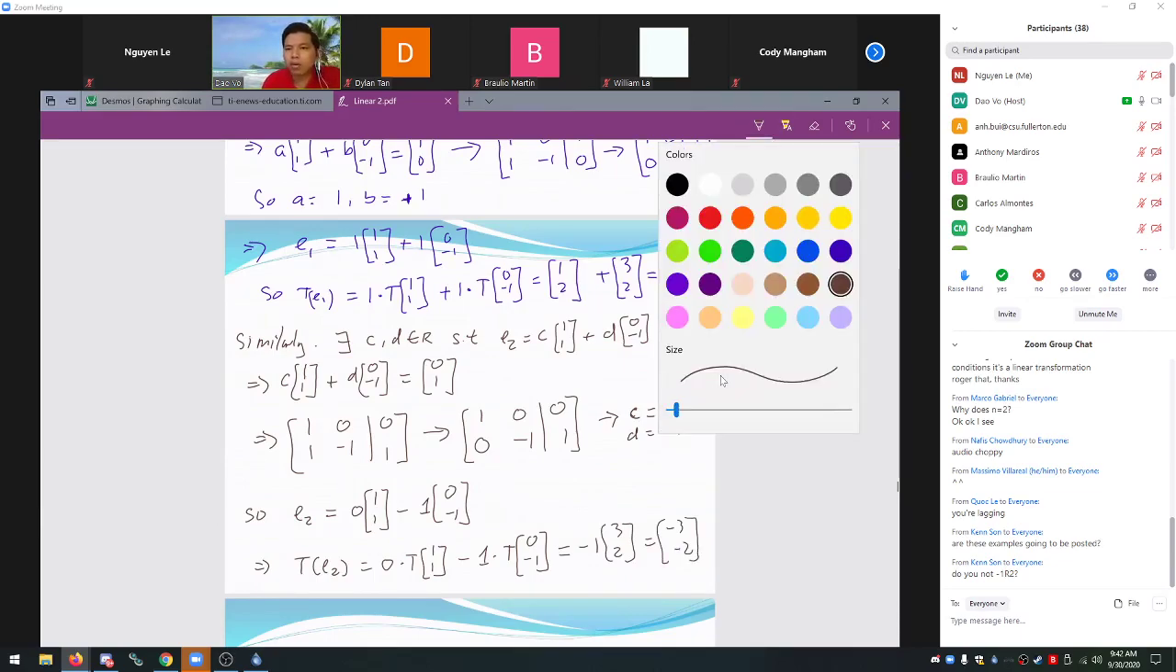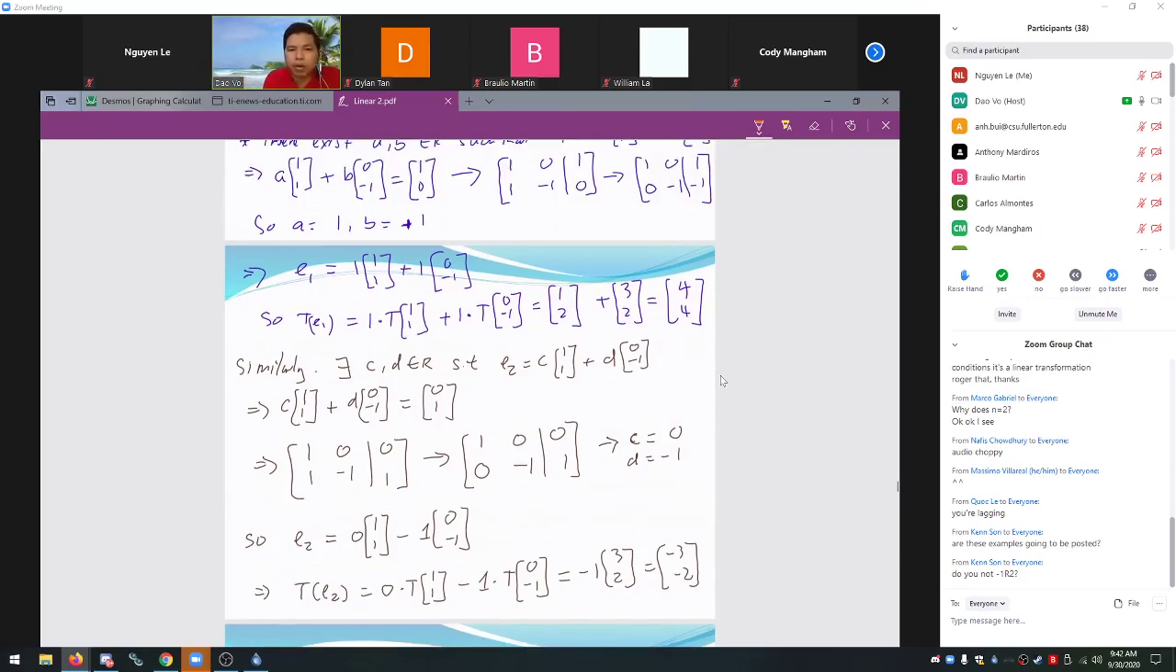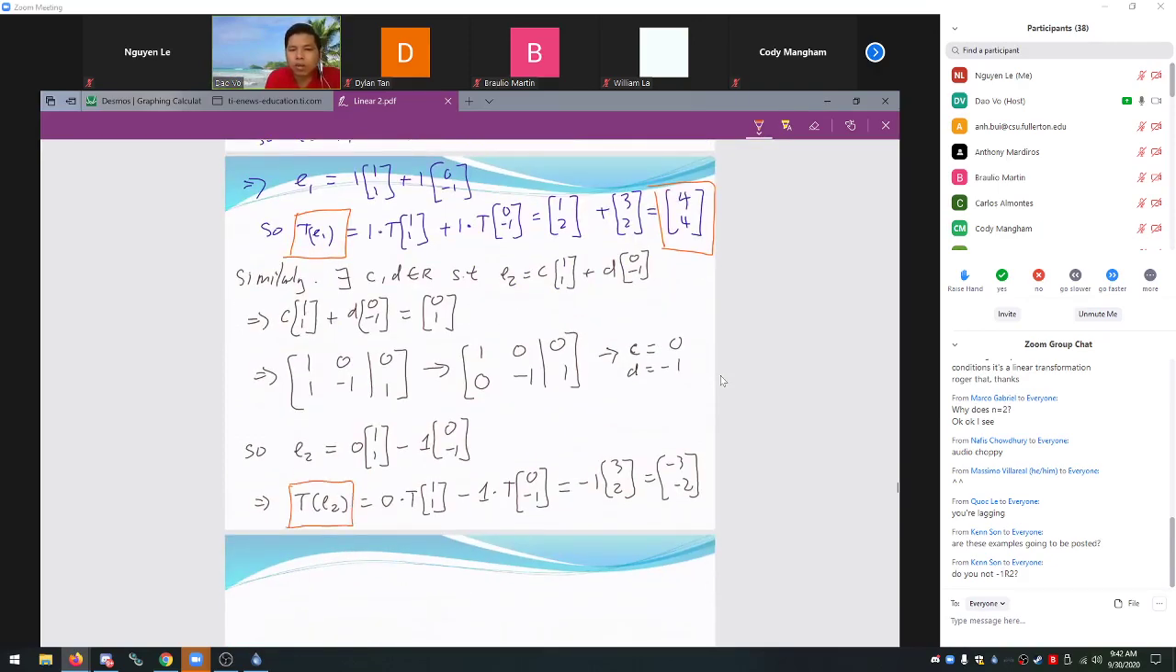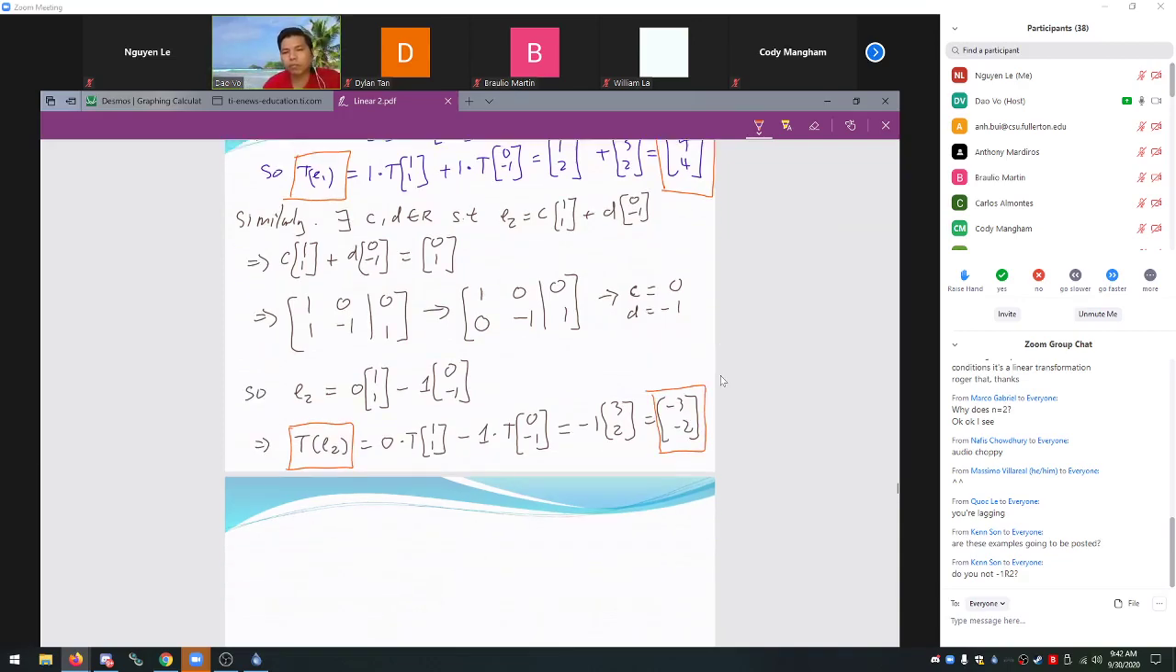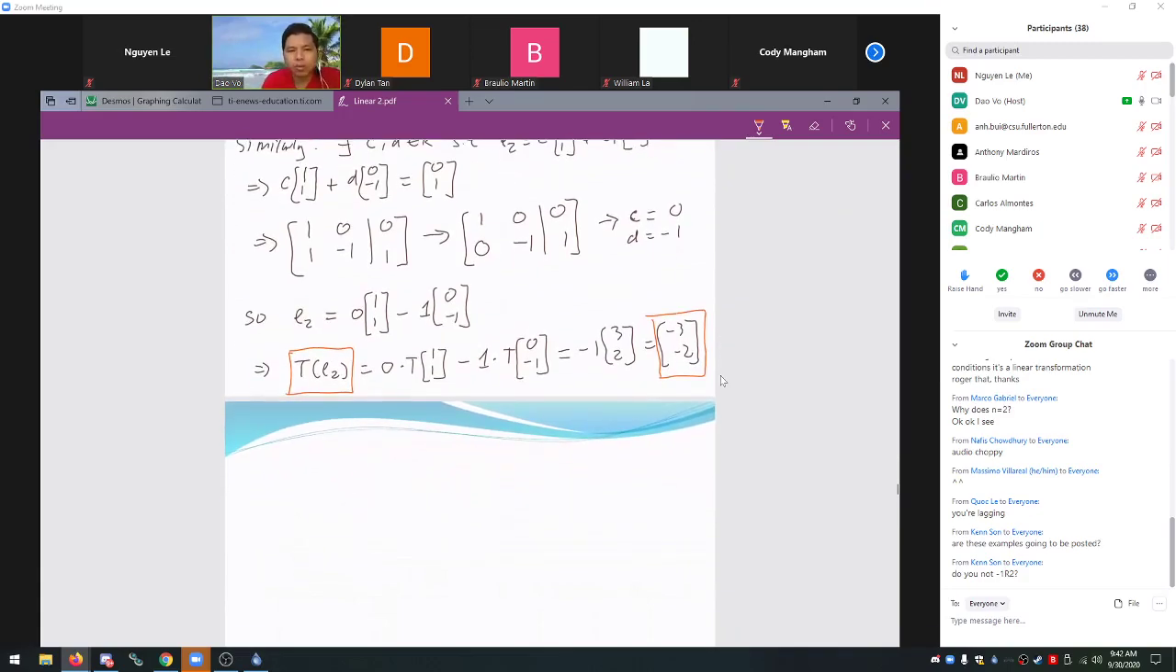All right, so now we have T of E1. T of E1 equals (4, 4). And then T of E2 is equal to (-3, -2). All right, since A is equal to T of E1 and then T of E2, therefore A equals the matrix with columns (4, 4) and (-3, -2).